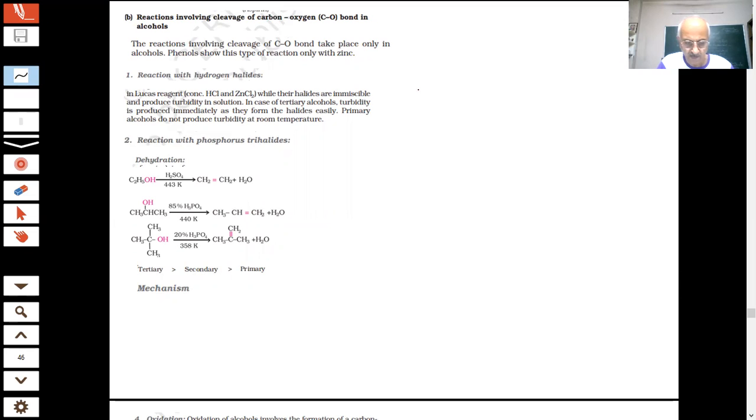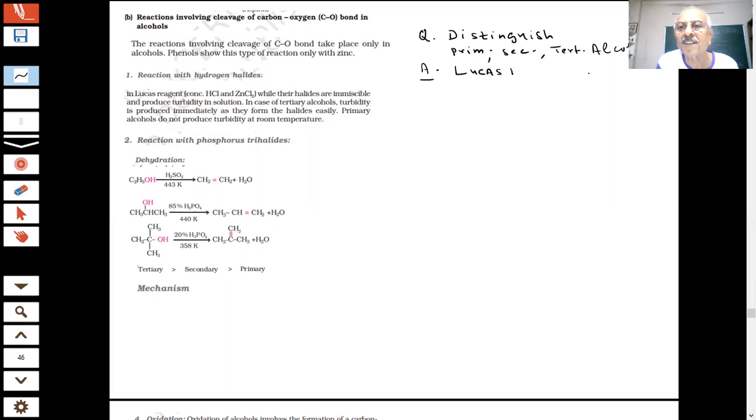We told you we can distinguish, students, primary, secondary and tertiary alcohols. There was a question: distinguish primary, secondary and tertiary alcohols. What was our answer, students? What test was done? What is the name of the reagent we have used? Lucas reagent test. Very good. Yes, that is the correct answer.